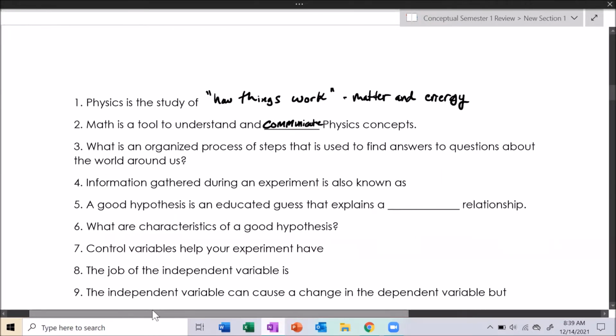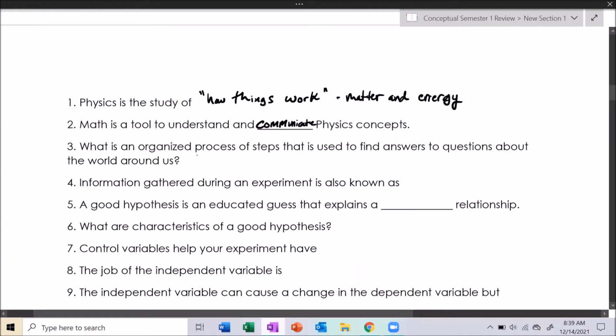And in the third question, talking about an organized process of steps that's used to find answers to questions about the world. That's a method. It's a scientific method. Scientific method is just a process. The information that you gather in the fourth question, you can refer to as data. Data is quantitative, meaning it deals with numbers. Qualitative observations would be like the smell, the color, the taste. Quantitative would be the speed, the distance, the time.